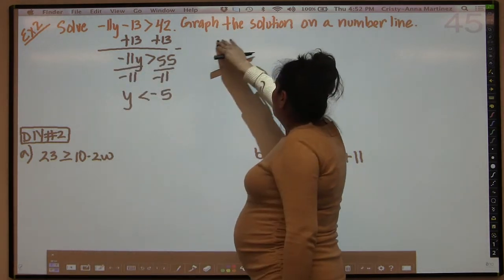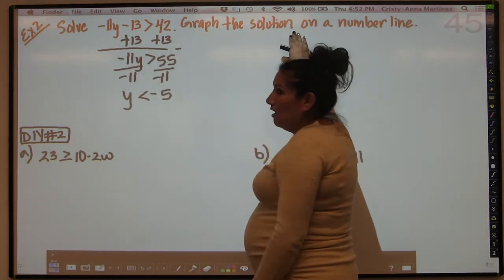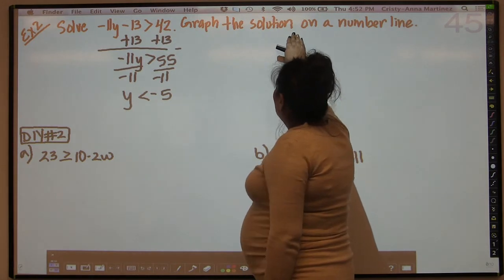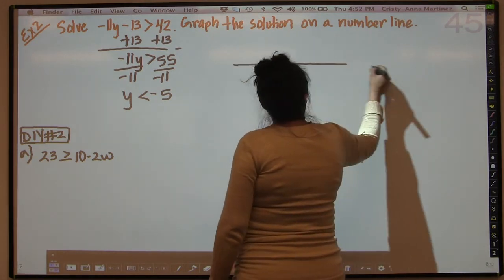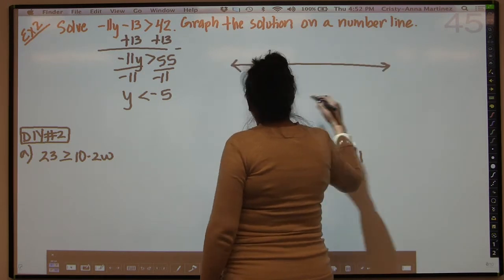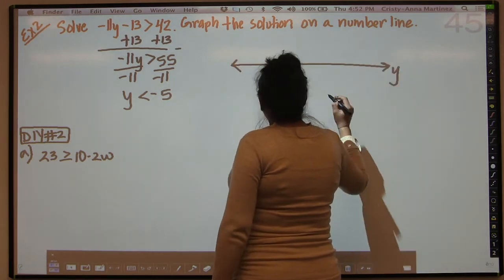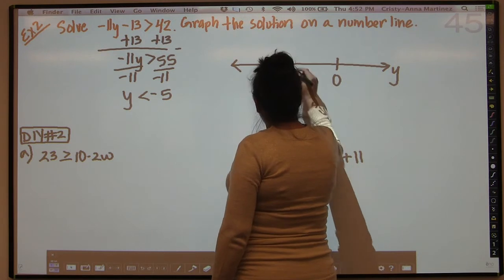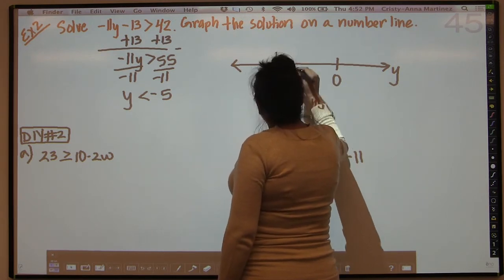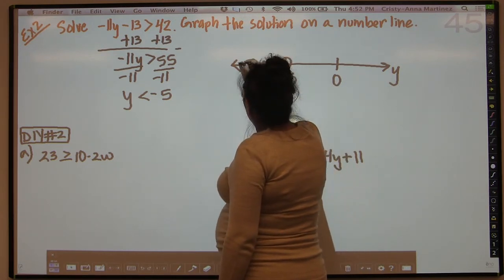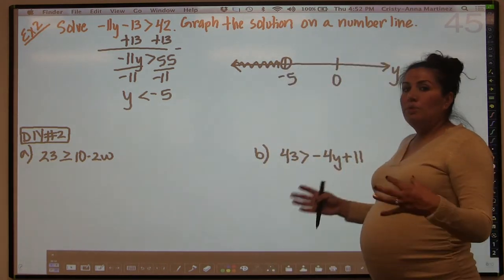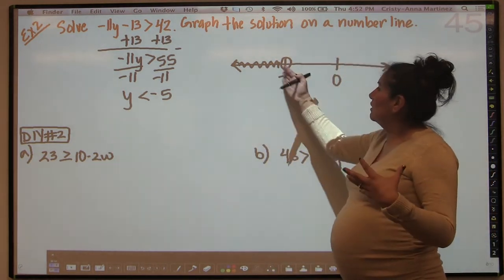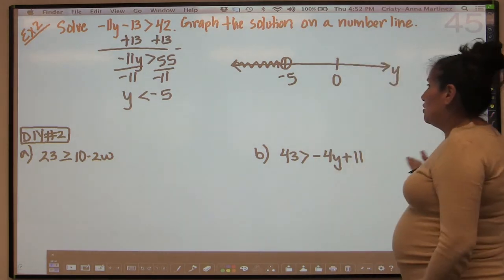Notice that it doesn't say graph the solution set, so you don't have to put the little set notation, but you do want a number line, and we want to put our variable on the number line. We want to put our 0 somewhere, and negative 5 is to the left. And we want to go less than negative 5, and it's open because it doesn't have an equal to. And I'm not going to do both, so I'm just going to do the shading part. And that's how you solve that little guy.